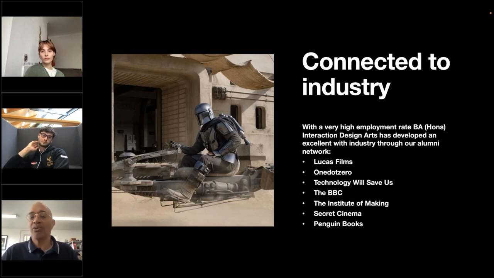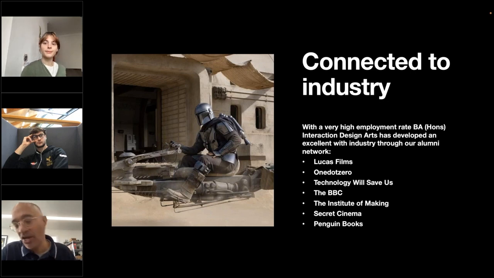Companies like 1.0 Technology Will Save Us, the BBC, the Institute of Making, Secret Cinema, and Penguin Books. So, you know, we've got very traditional design jobs, like going off to design book covers, but then also, you know, making dinosaurs for the movies or set design for Secret Cinema as well.